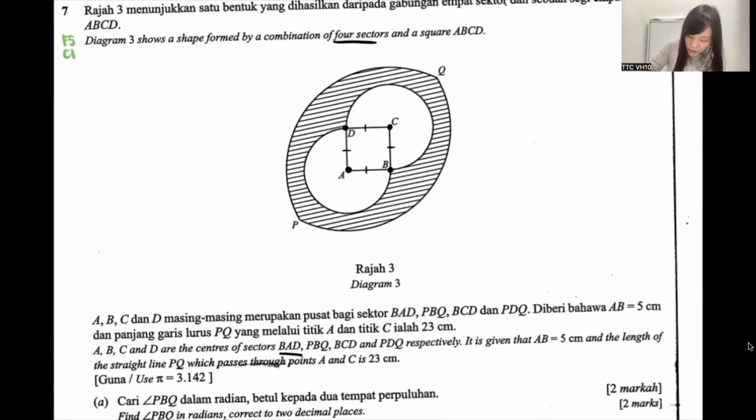BAD. Where is it? From a sector. BAD is this one. Wait, I put color for you. You guys look at my color. BAD. Center is A.